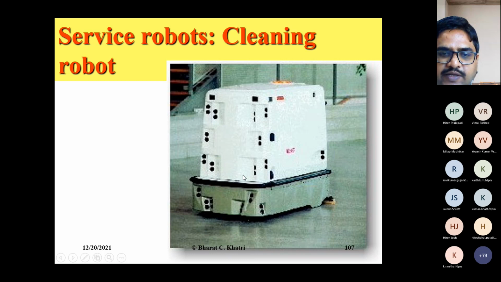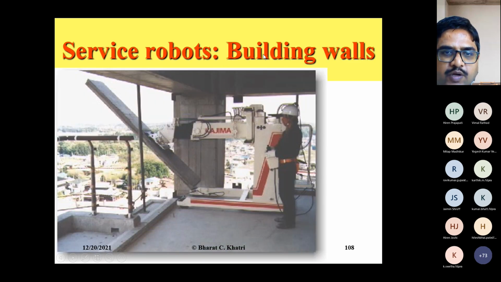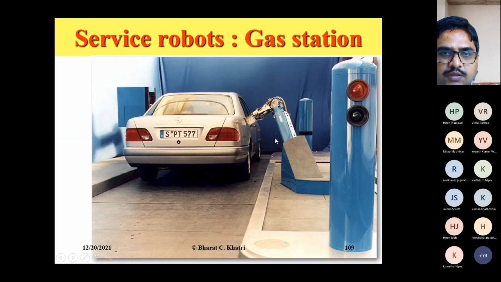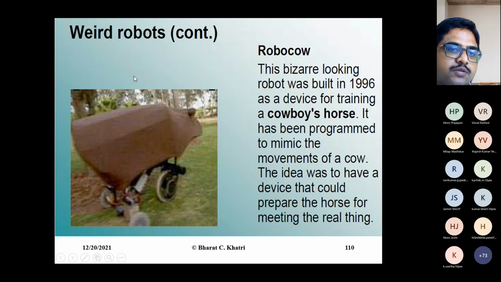Robots that are used for cleaning surfaces. Some building wall robots are there. Fuel sensor robots that are used to fill gas and petrol in the car. Sometimes people also work on the robo cow, something like a cowboy's horse. Right, so the robo cow robot is there.